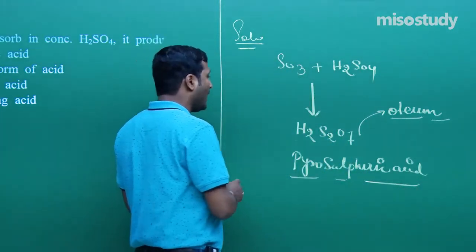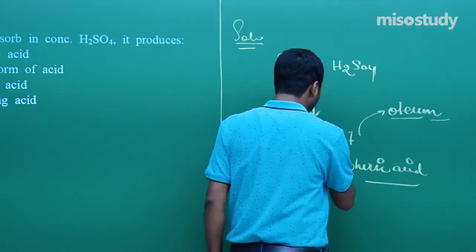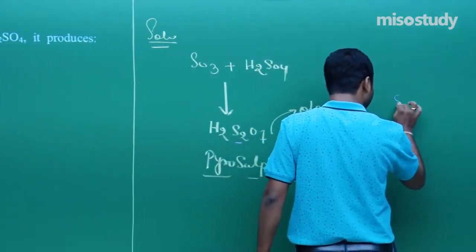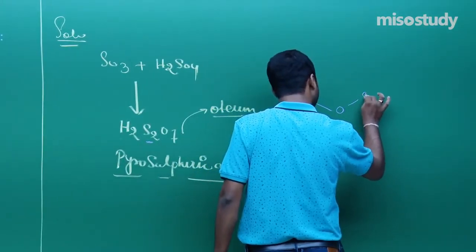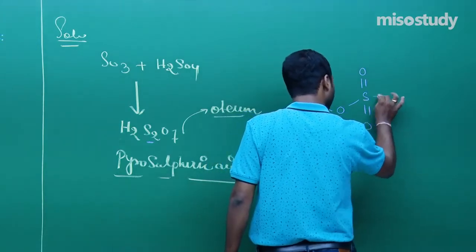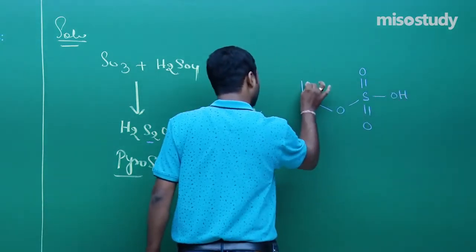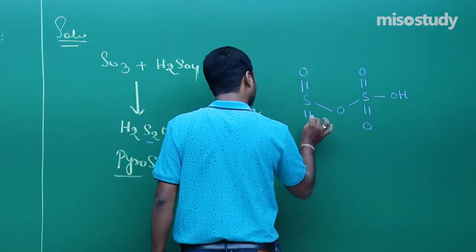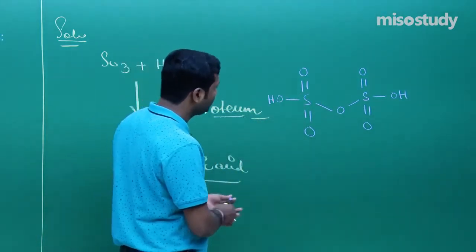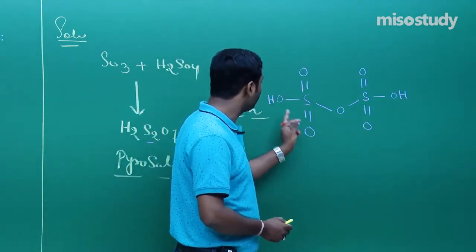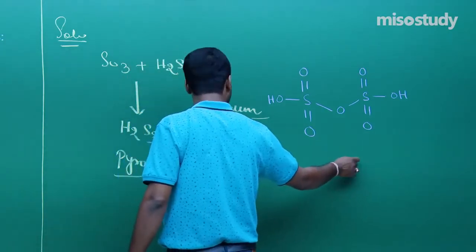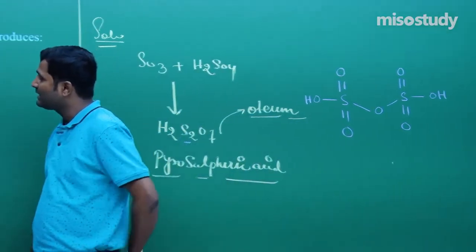Clear? Now, how to draw the structure if anyone asks you? I think we can easily draw. Put S here, put S here, clear to you? That is O, here is O, that is OH, O, this one is O, and this one is OH. Clear to you? Count sulfur 2 times, oxygen 1, 2, 3, 4, 5, 6, 7. That is the H2S2O7.